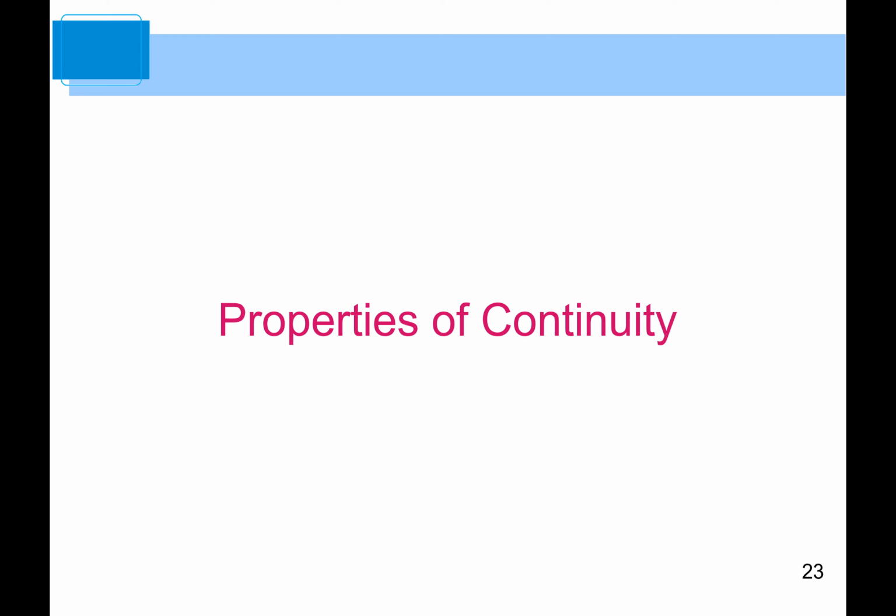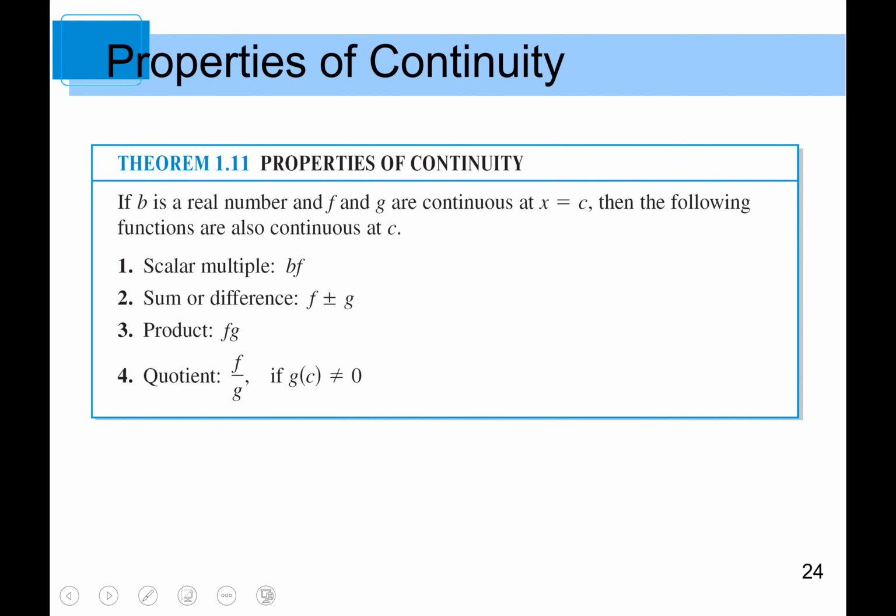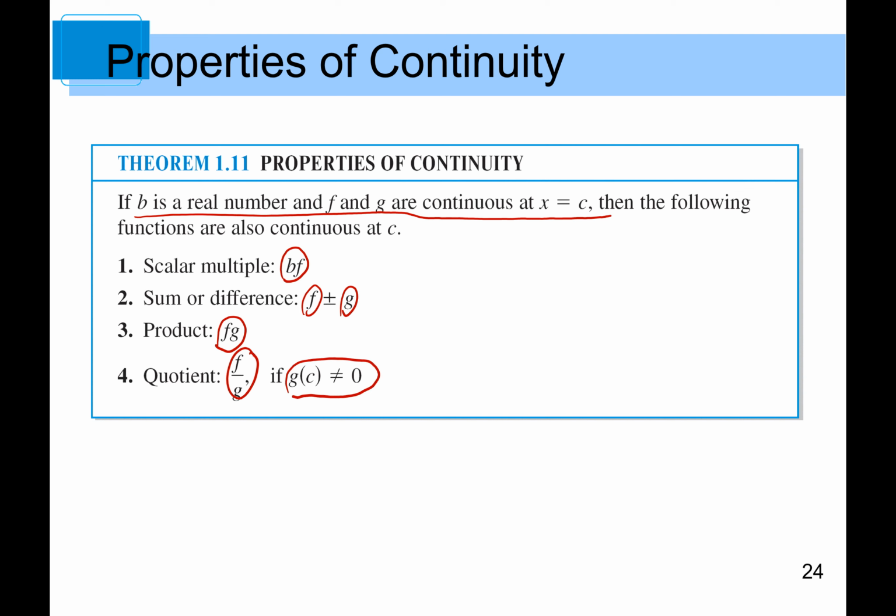Let's take a look at the properties of continuity. These are very basic properties of continuity. If b is a real number, and f and g are continuous at x equals c, then the following functions are also continuous at c. First one is the scalar multiple, b times f. Second one is the sum and difference of two functions, f and g. The product is also continuous at x equals c, and so is the quotient f over g, but we're going to make sure g of c is not equal to 0. It's also continuous at x equals c.